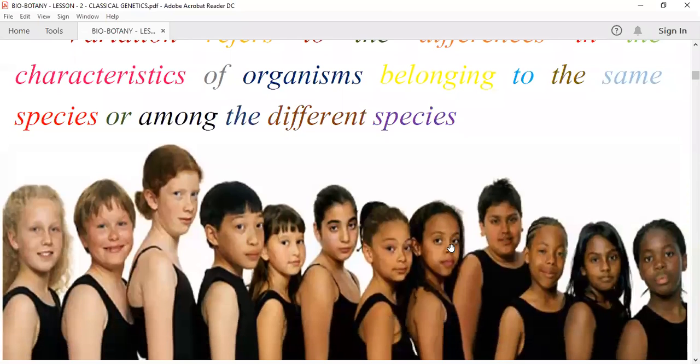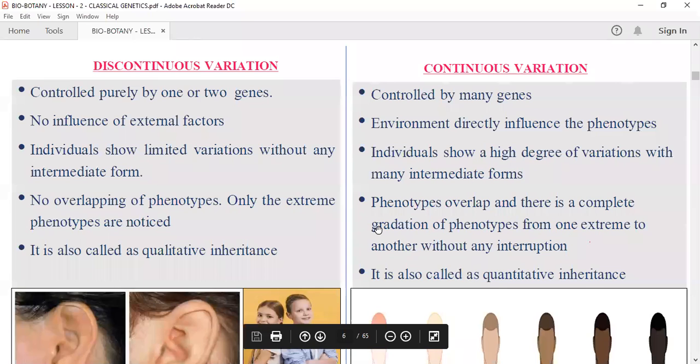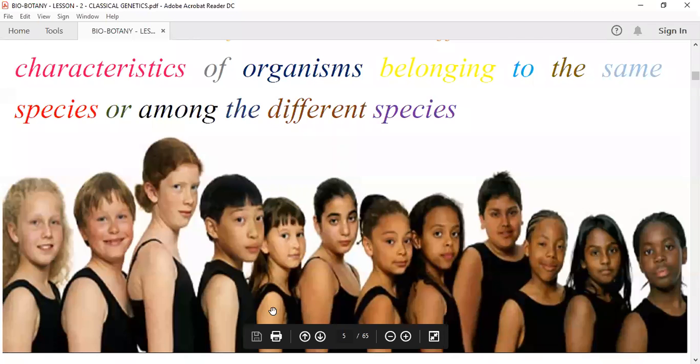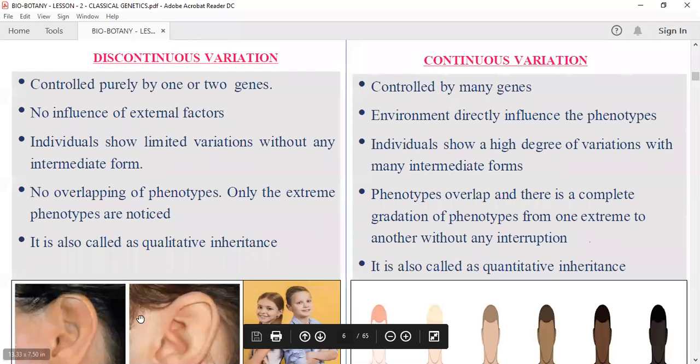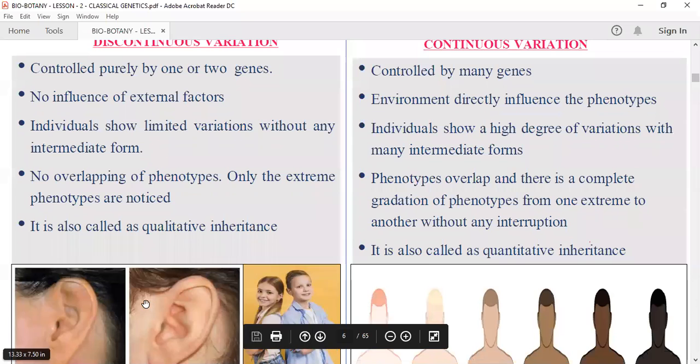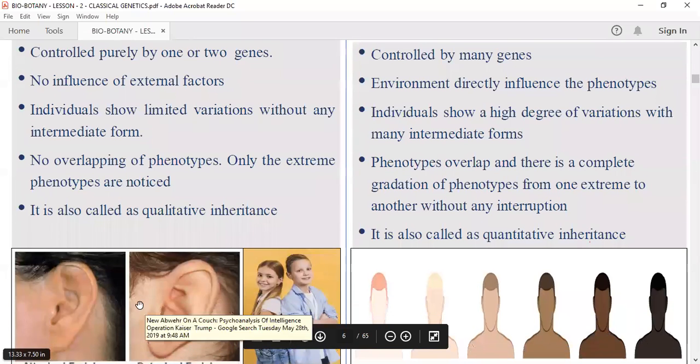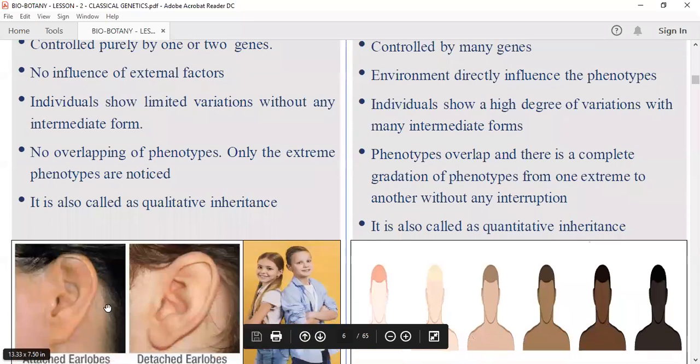Okay. Next, let us see the differences between discontinuous variation and continuous variation. This is an important 5-mark question also. So before seeing the points, let us see this picture first of all. Here you can see the earlobes: this is an attached earlobe and here it is a detached earlobe.